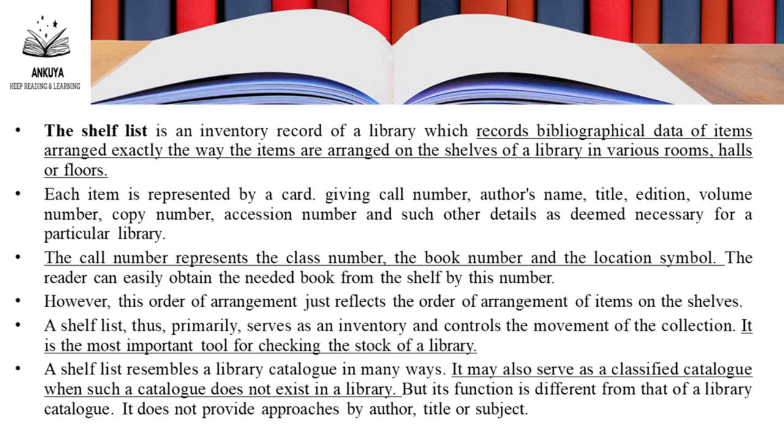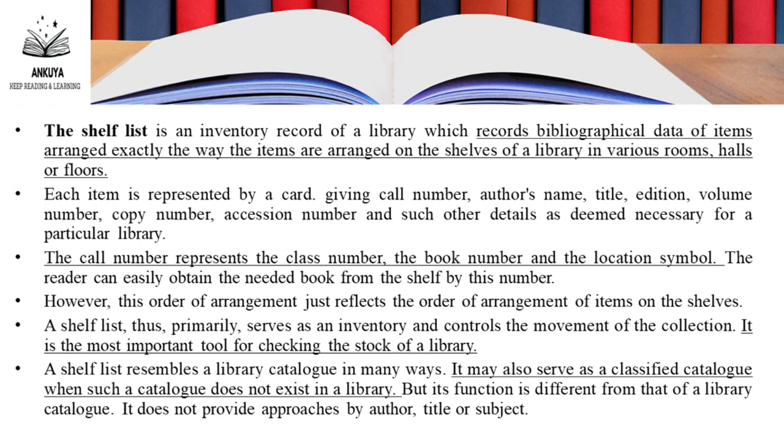The shelf list is an inventory record of a library which records bibliographical data of items arranged exactly the way the items are arranged on the shelves of a library in various rooms, halls, or floors. Each item is represented by a card giving call number, author's name, title, edition, volume number, copy number, accession number, and such other details as deemed necessary for a particular library. The call number represents the class number, the book number, and the location symbol. The reader can easily obtain the needed book from the shelf by this number.